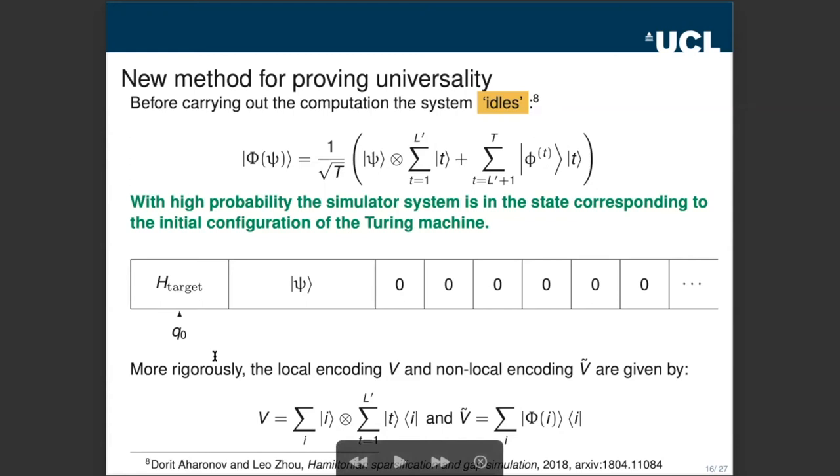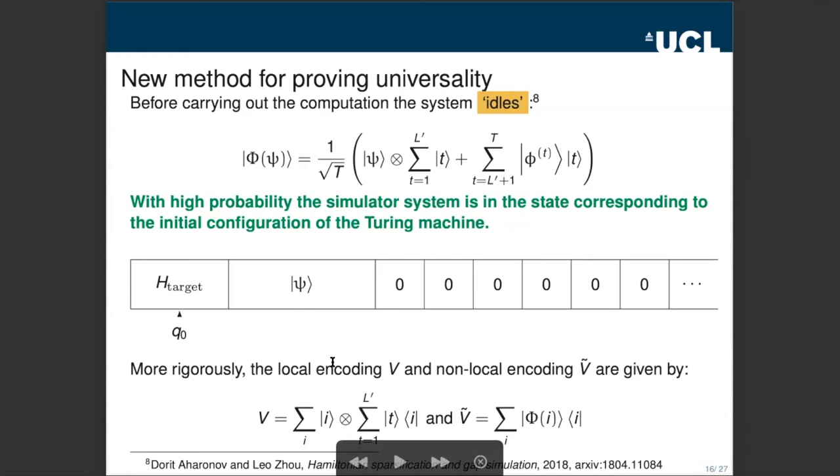So more rigorously, the local encoding just encodes onto this initial state of the Turing machine. So all we do is add a load of ancillas which encode the clock register. The non-local encoding is the encoding which maps into the full history state. And if we didn't have this idling to enhance coherence, these two encodings would be very far apart from each other. But what this idling ensures is that these two encodings are very close to each other, and that means we have an approximate simulation. And I should say this idea of idling to enhance coherence isn't something we came up with. It's been used previously by Dorit Aharonov and Leo Zhou in their paper from a couple of years ago.